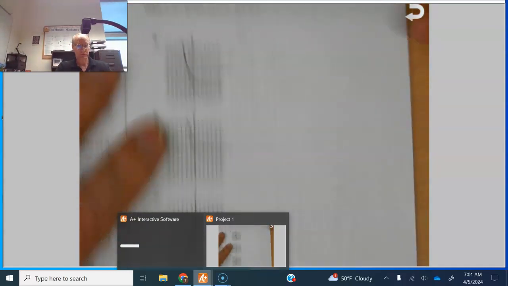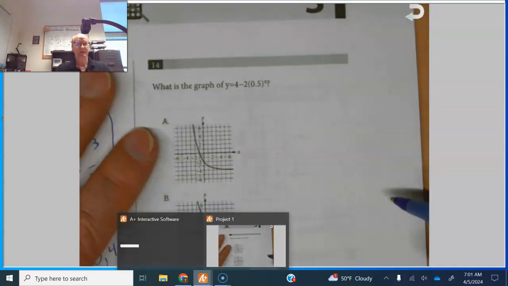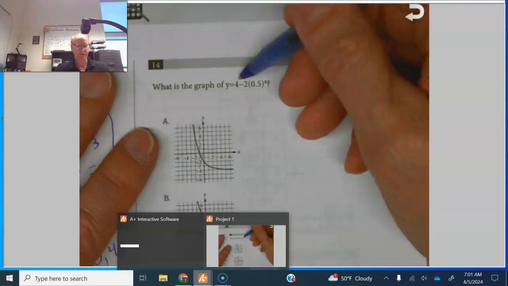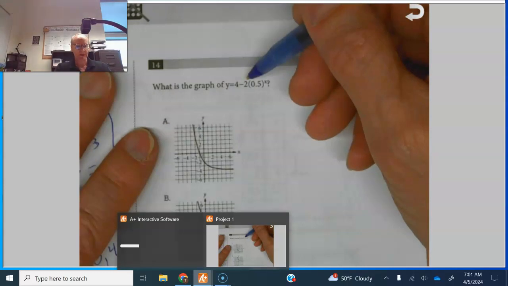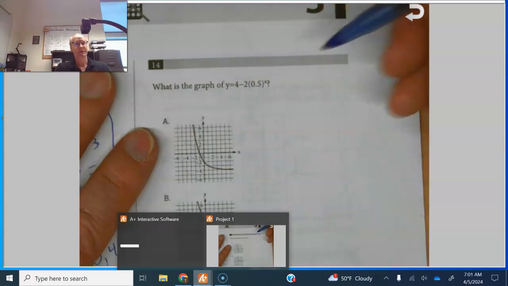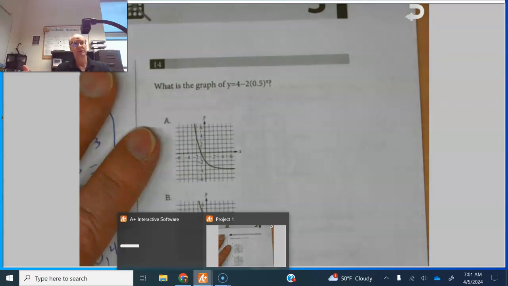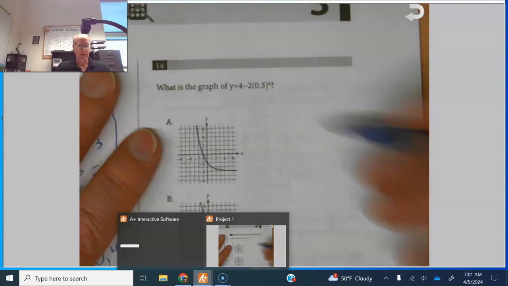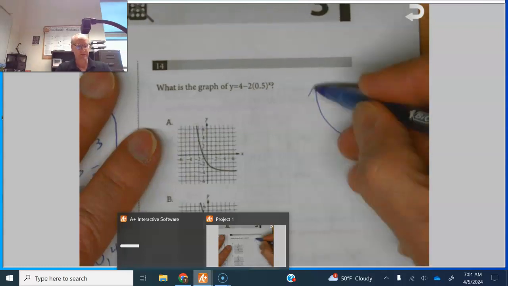All right, one final question, and it asks us to find the graph of y equals this funky thing, 4 minus 2 times 0.52 to the x power. This is a fractional exponential equation. And what ends up happening is it ends up going down like this.